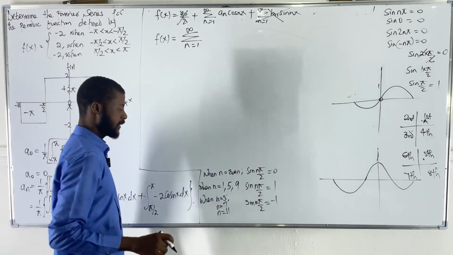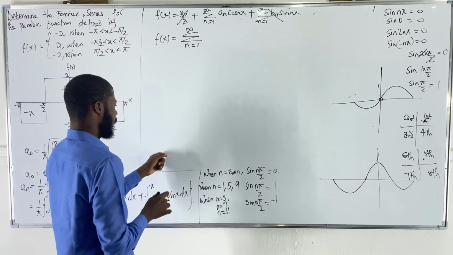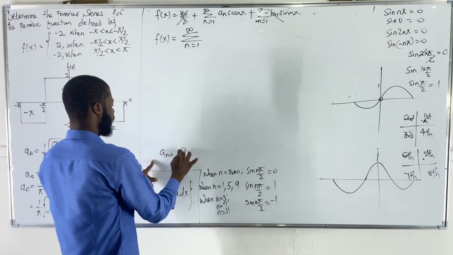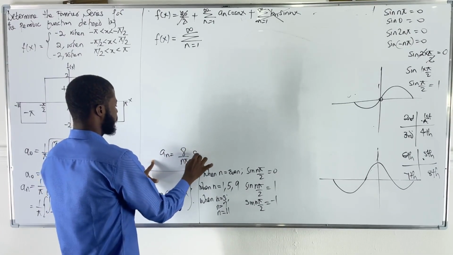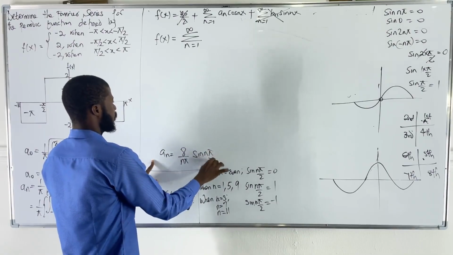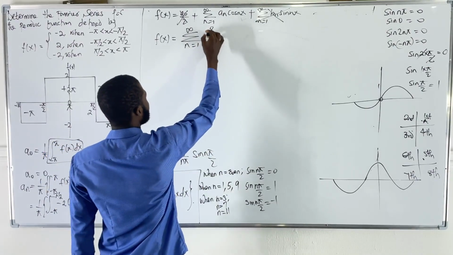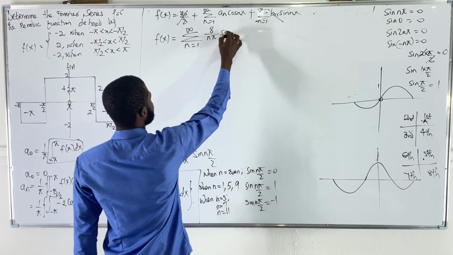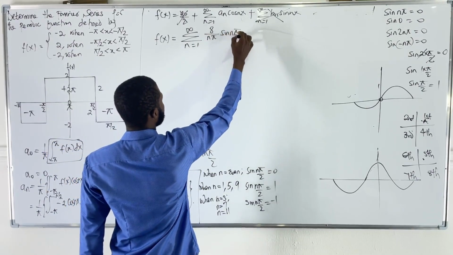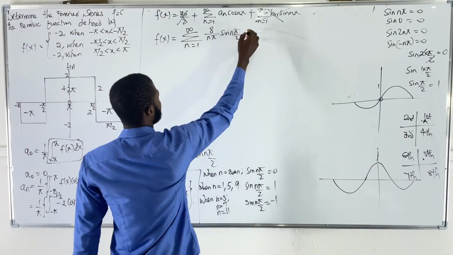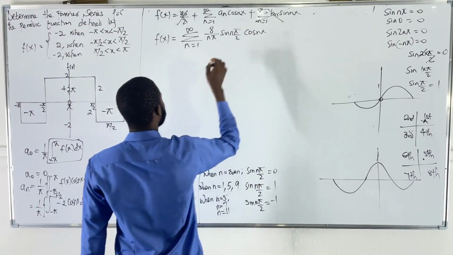Now a sub n, remember, I kind of wiped it out. A sub n is 8 over n pi sine n pi over 2. So let me put that here: 8 over n pi sine n pi over 2. Then cosine of nx. So this is what we have.